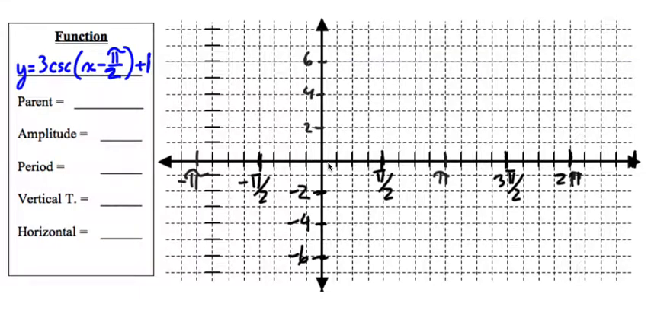This video is a demonstration of how to graph a cosecant function. We begin with our basic curve, y equals 3 cosecant of x minus pi over 2 plus 1. We note that the parent for this function is cosecant.